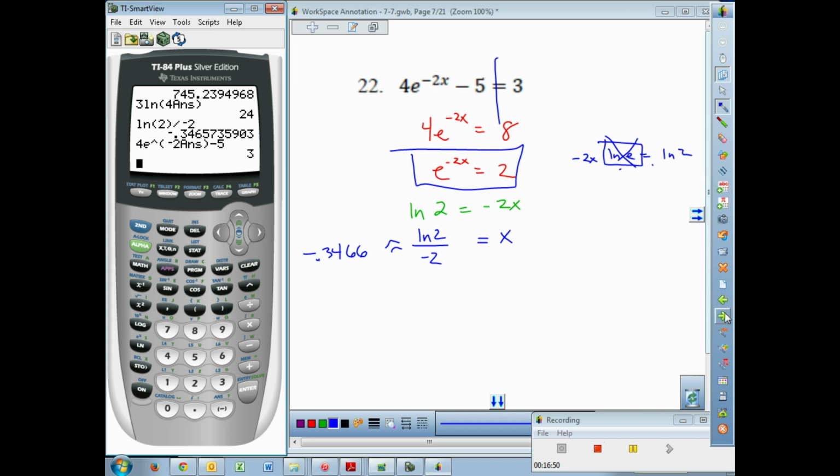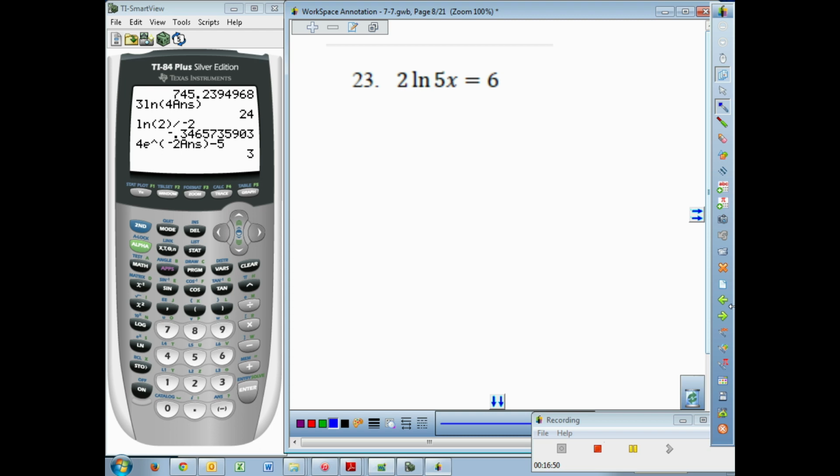Try again. What would you do? Does every term have a log with it? There are logs involved. Does every term have a log with it? Nope. Get it to log equals number. How do you get rid of that 2 in front of there? So natural log of 5x equals 3.